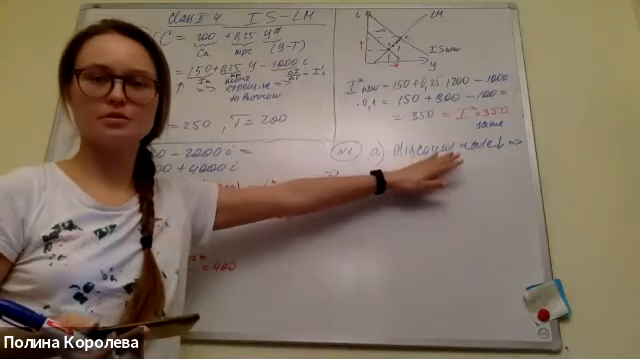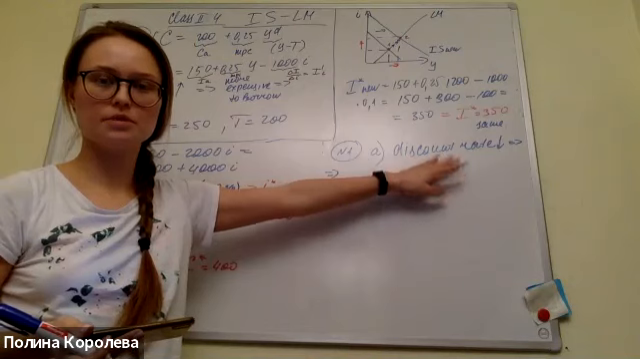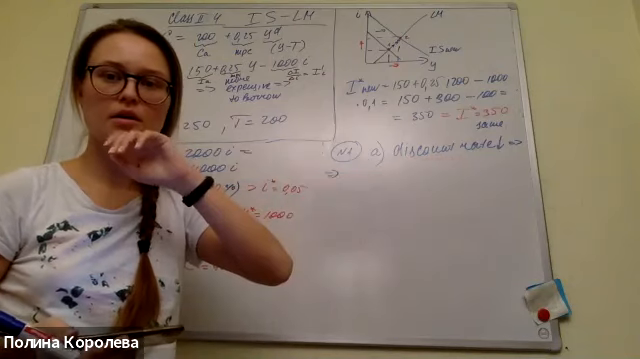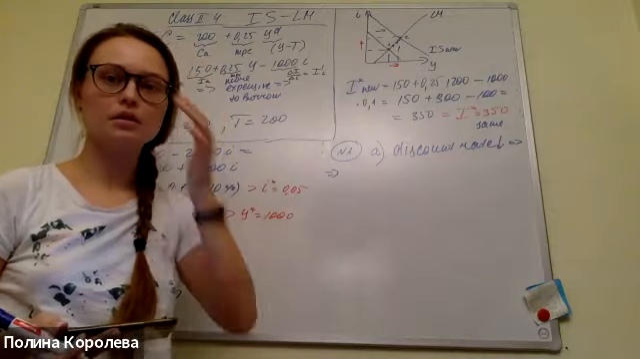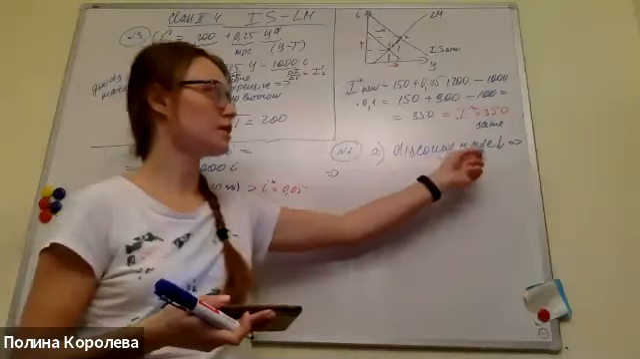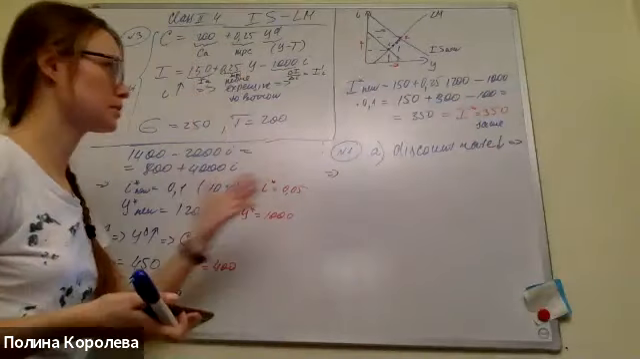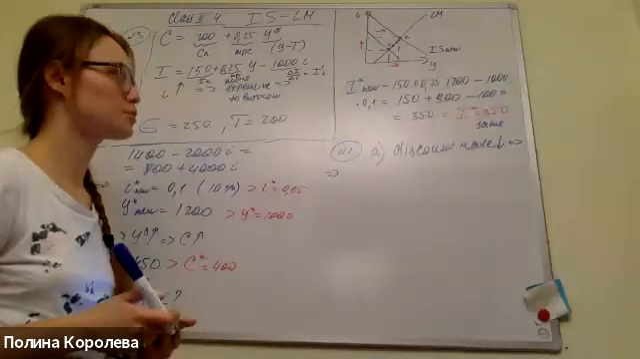Discount rate, what is discount rate? Who knows the definition for discount rate? Maxim, please. Yes, it's when the central bank gives loans to the commercial banks to increase their capabilities to do something on the markets right now. It's the rate at which the central bank gives credits, gives loans to commercial banks.